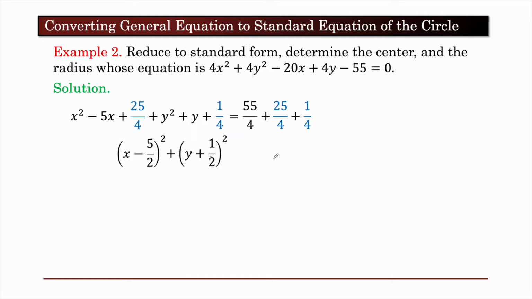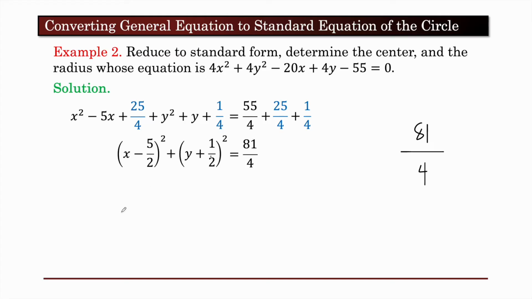Let's move forward by simplifying the right hand side. Notice that the denominators are 4. They are equal to each other, so we can copy that number, then simply add the numerators, 55 plus 25 plus 1, that is 81. Am I correct? Yeah, that is 81. Now, 81 over 4.